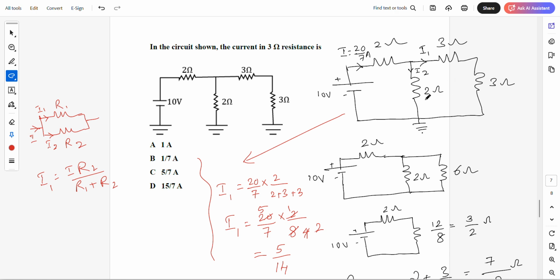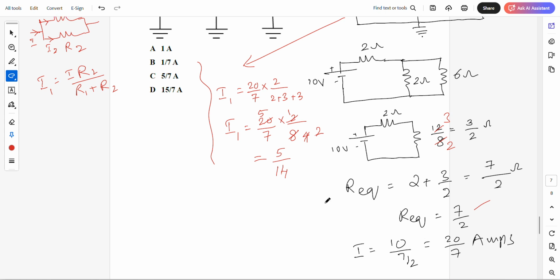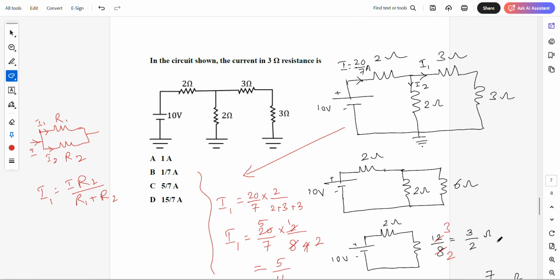If this is 2, 2, 6, 12, 12 by 8, and then here these two are in series, 4 plus 3 is 7, R equals 7 by 2, right? And then I is equal to V by R. V by R, that is 20 by 7, right? This is the right answer. Main current is 20 by 7.